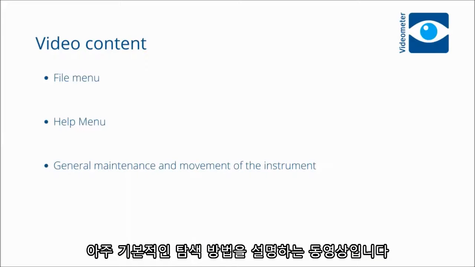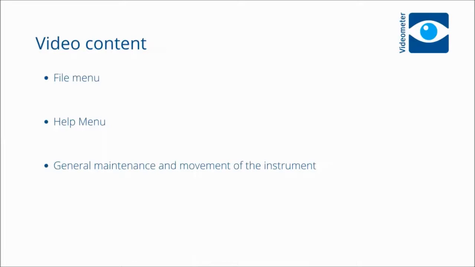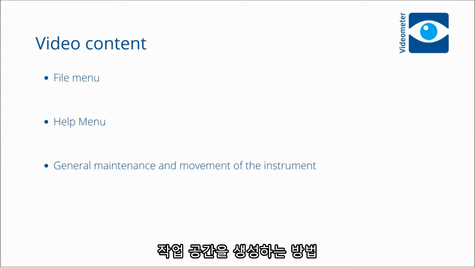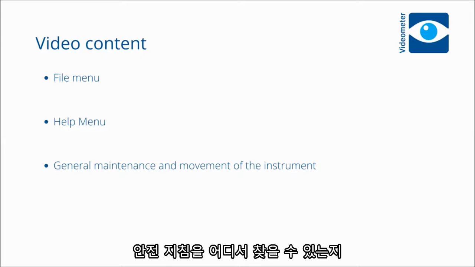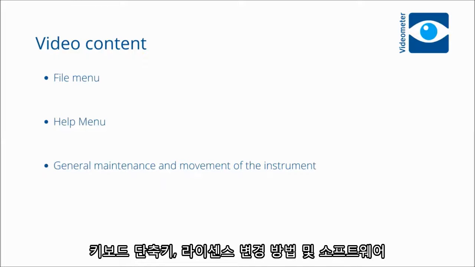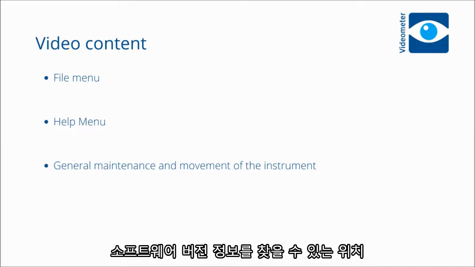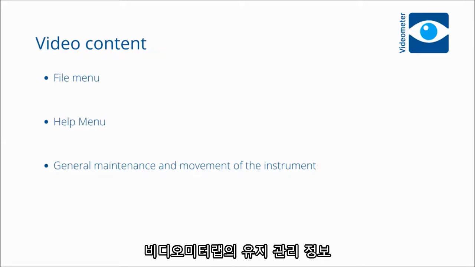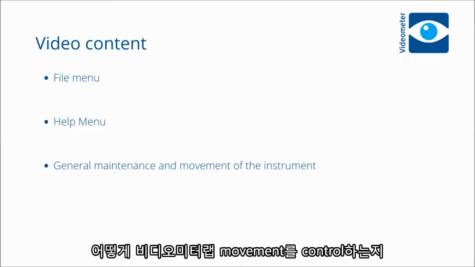This is a video explaining some very basic navigation in the Bidiomiter Lab software, for example how to save, open and export images, about compression settings, and how to generate workspaces, moreover where to find safety instructions, user manuals, list of keyboard shortcuts, how to change license, and where to find software version information. Then some general information about maintenance of the Bidiomiter Lab, and how to control the movement of the Bidiomiter Lab.